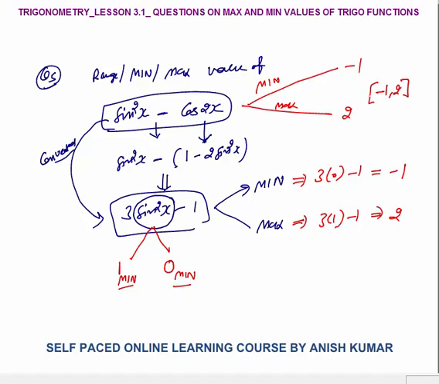So any kind of questions comes, you can solve these kind of questions. The basic concept is that you have to convert any given expression into a single trigo ratio, either sine or cos or any other, and then you can put the minimum and maximum value of that function to calculate the overall minimum and maximum value.